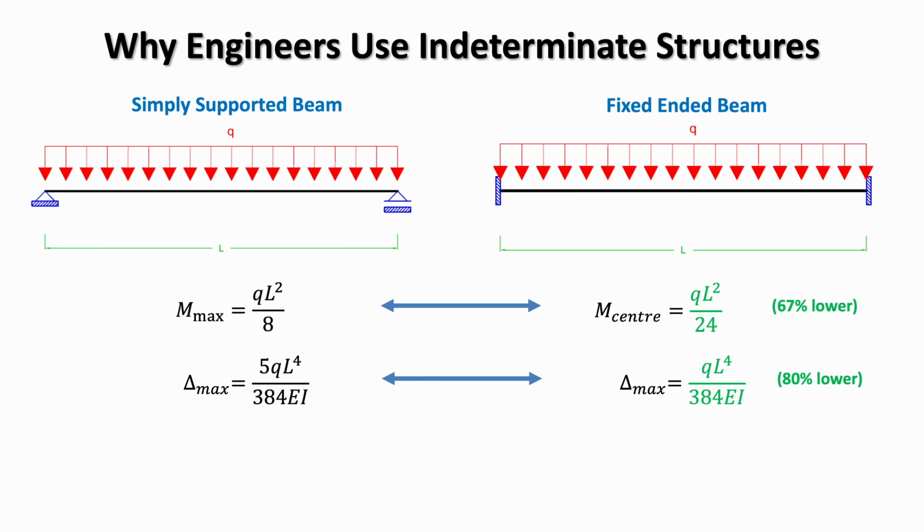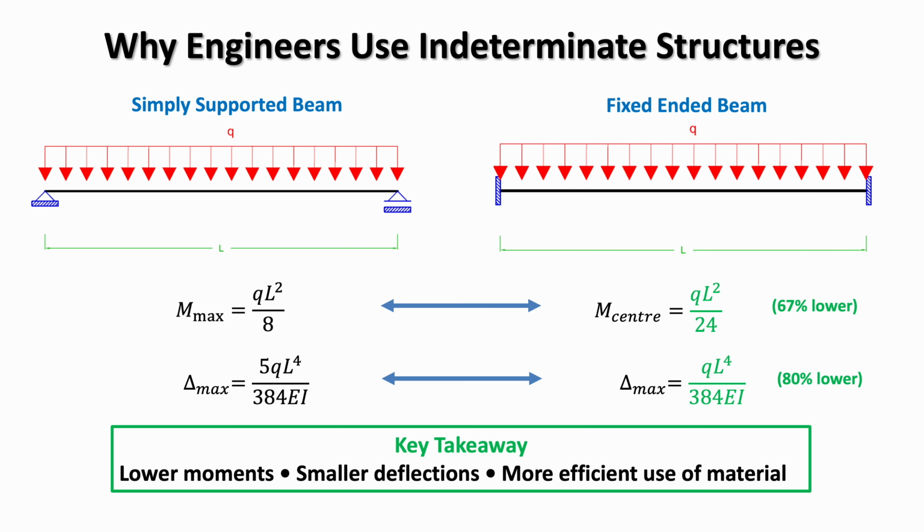These two improvements have important practical implications. Lower bending moments can lead to a more efficient use of material, while smaller deflections improve serviceability and overall structural performance. And so from here we can take away that indeterminate structures can provide lower bending moments within span, smaller deflections, and a more efficient use of material.